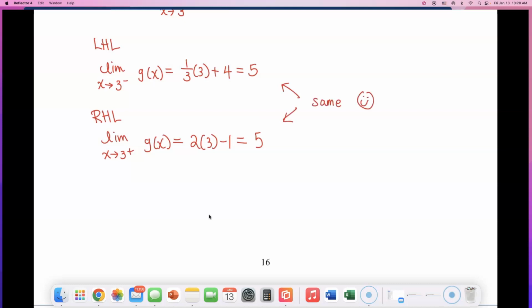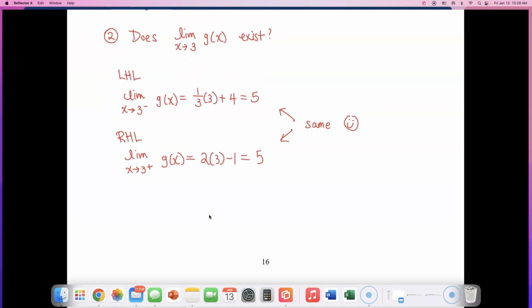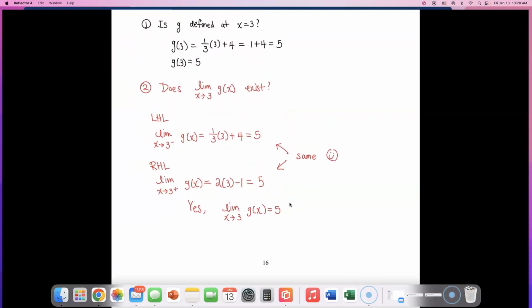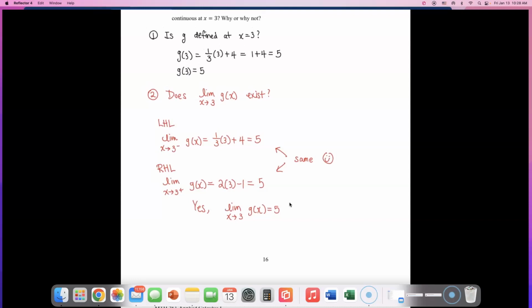And that's good, because when the left-hand limit and the right-hand limit are the same, we get to say, yes, the limit as x approaches 3 of g of x is equal to 5. Because both the left-hand limit and the right-hand limit came out to be 5. If they are different, you're going to have to say, no, the general limit does not exist. So we did part 1 and part 2. Okay, take a look. I'm going to highlight the parts that we now need to compare.